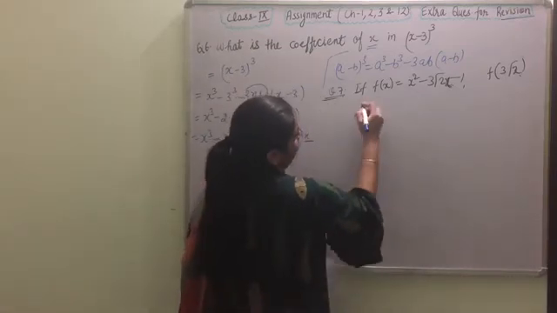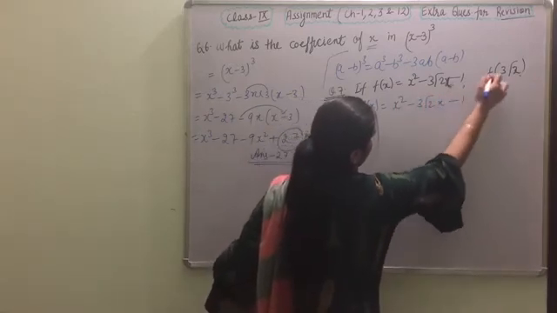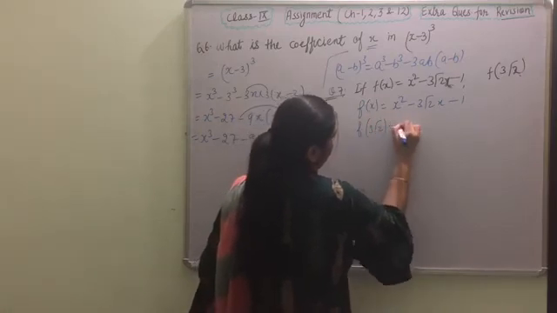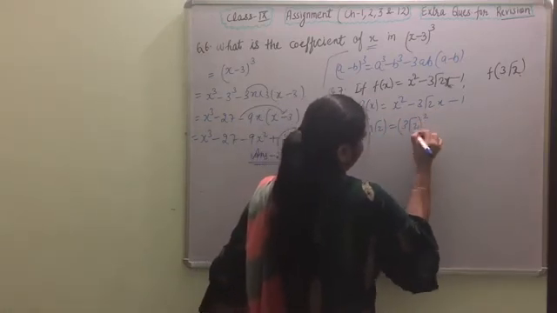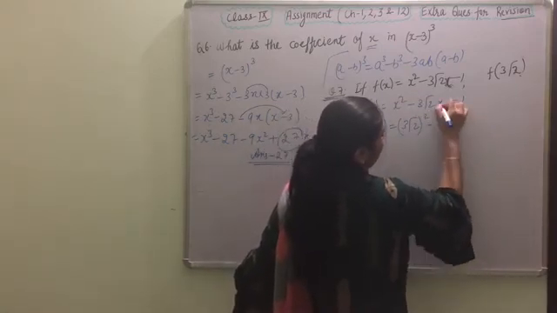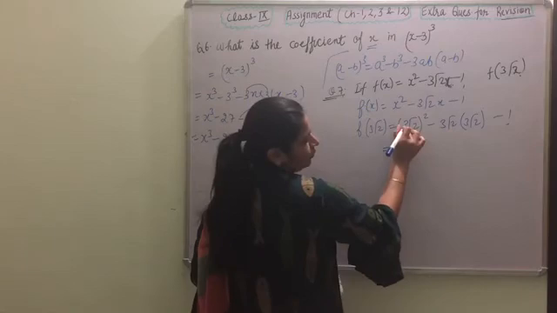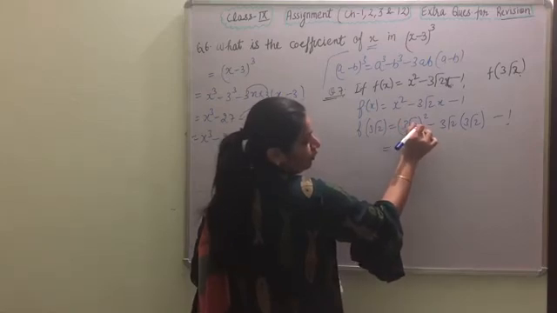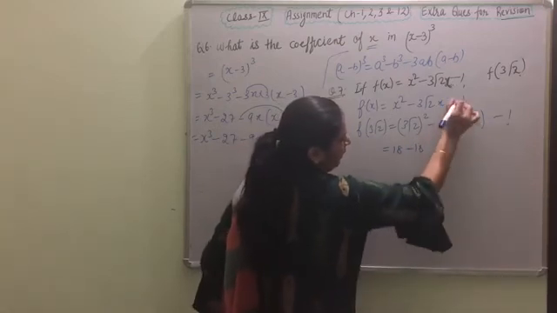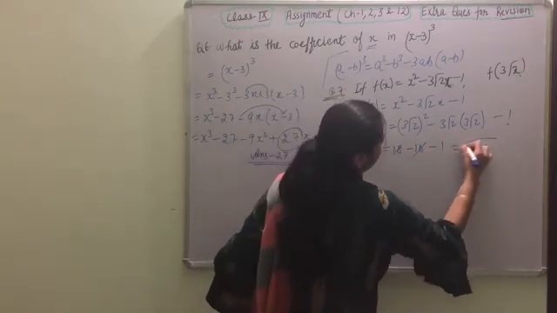f of x is x square minus 3 root 2 x minus 1. We have to find the value of f of 3 root 2. In place of x we will write 3 root 2, so 3 root 2 whole square minus 3 root 2 into 3 root 2 minus 1. 3 root 2 square: 3 square 9, root 2 square 2, 9 into 2 is 18. Similarly 3 root 2 into 3 root 2 is 18, minus 18 and minus 1. Cancel, one is positive, second is negative, so the final answer is minus 1.